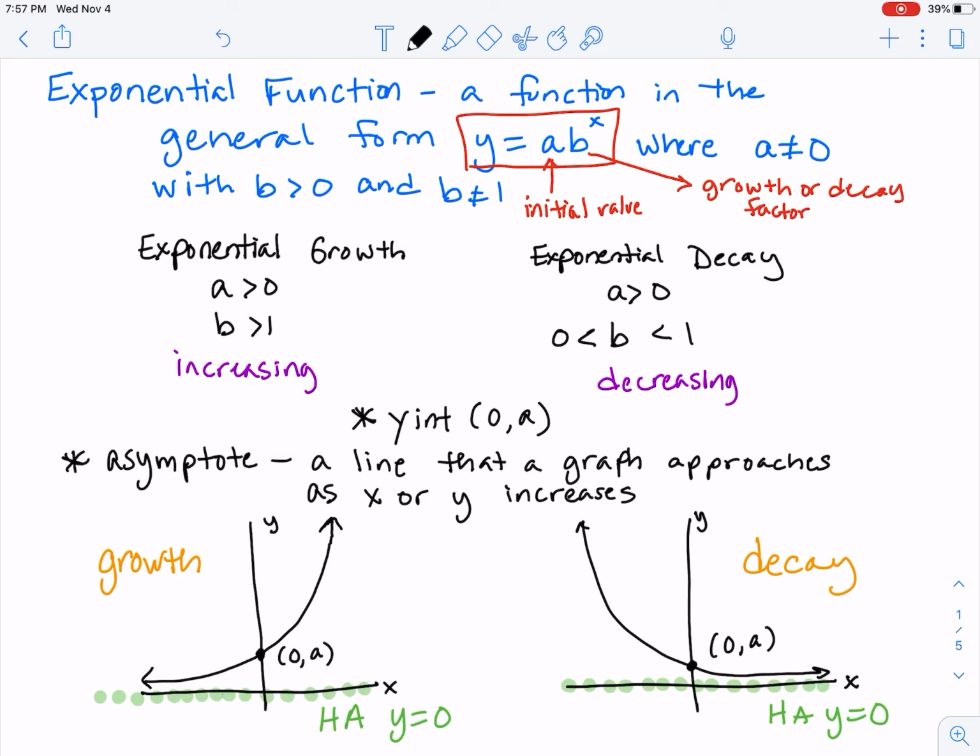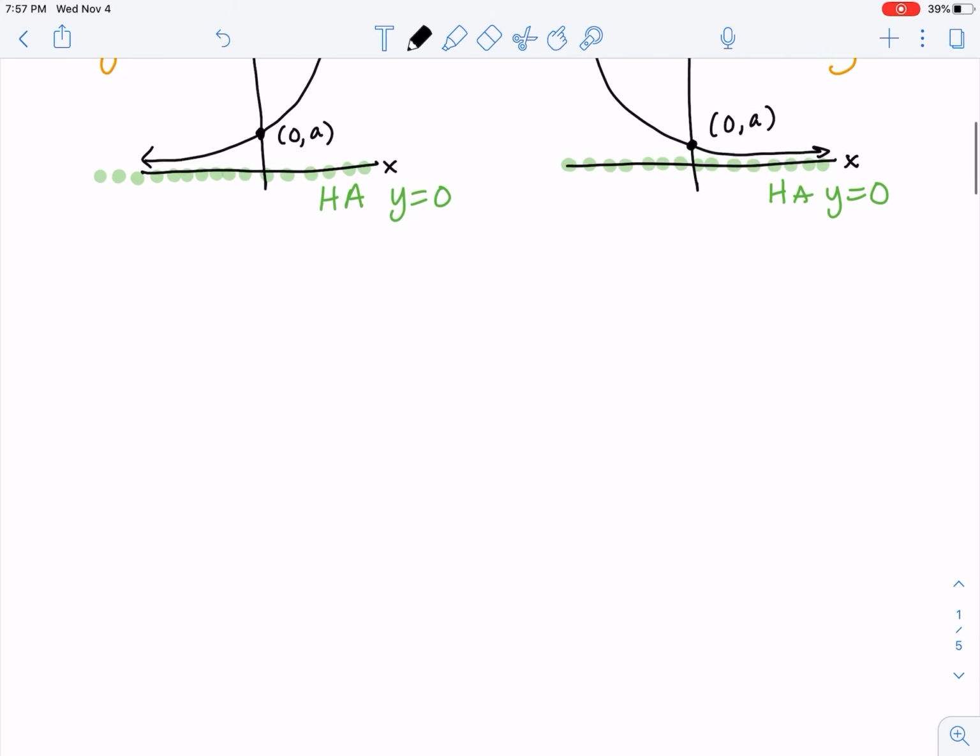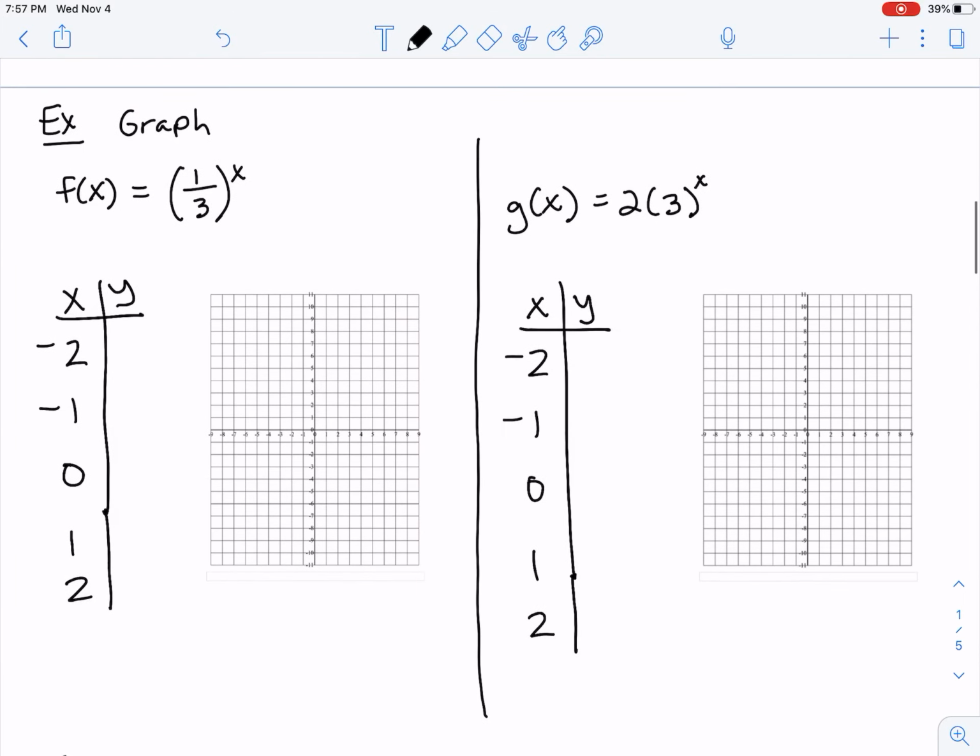And an asymptote is a line that a graph approaches as your x value or your y value increases. So in other words, an asymptote is going to be that line where the graph's going to get super close to it, but it's never going to intersect it. So with an exponential function, you'll notice you have this y equals 0 as your horizontal asymptote for both the growth and the decay factor. So let's go ahead and graph some functions.